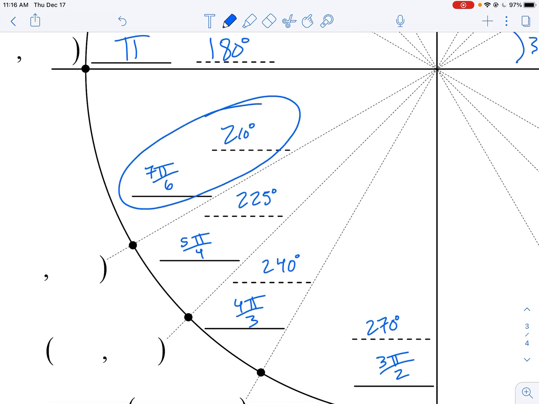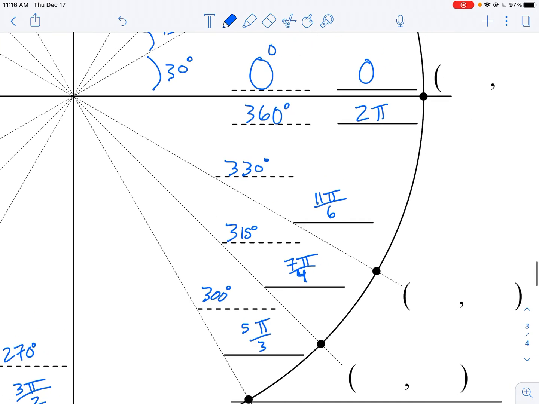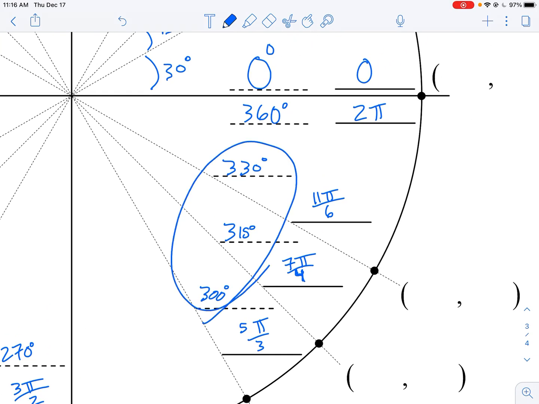We got 210, 7 pi sixths; 225, 5 pi fourths; 240 degrees, which is 4 pi thirds; and the next one is 270 degrees, which is 3 pi halves. Continuing on, you got 300, 330, and 360 degrees, which correspond to the radians of 5 pi thirds, 7 pi fourths, and 11 pi sixths.